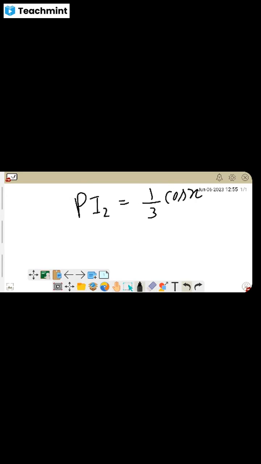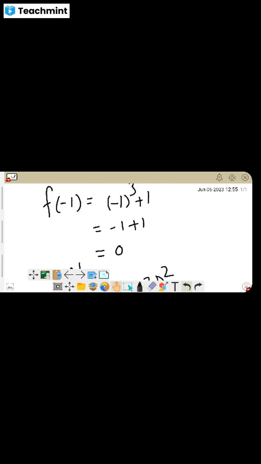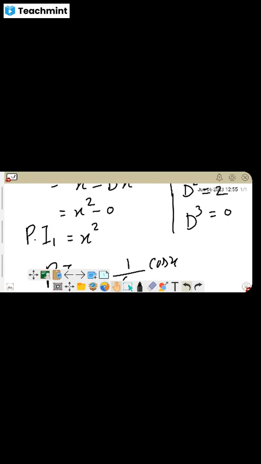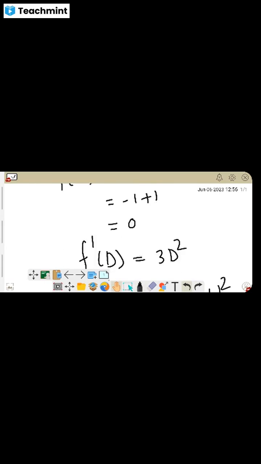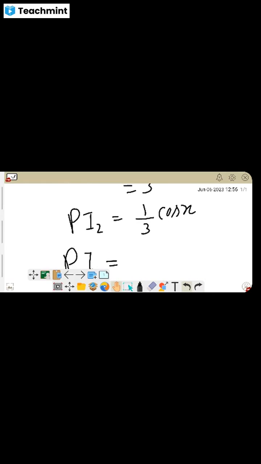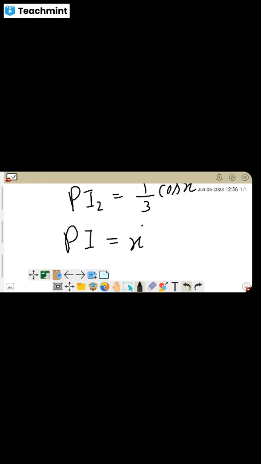So pi is pi1 plus pi2, which is pi1, x square, and this is 1 upon 3 cos x. So pi is x square plus 1 upon 3 cos x. Got it?